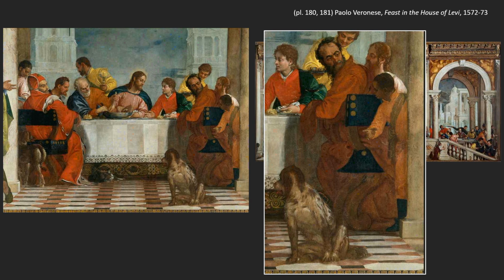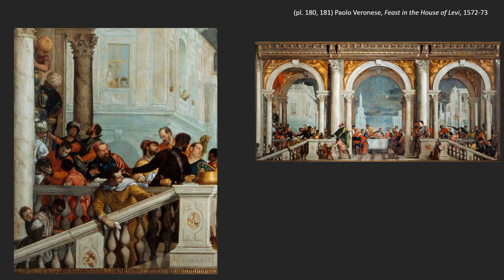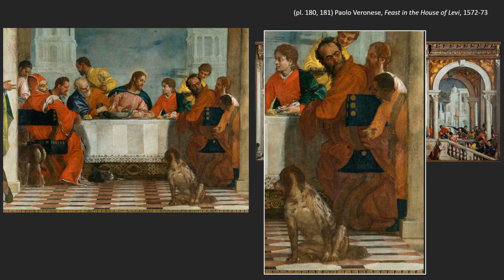And what Veronese does with the composition, because that's just the center part of what appears to be almost like a triptych, you've got three arches all painted, is that as we move away from Christ making this proclamation, even Peter didn't seem quite to get it. Yes.